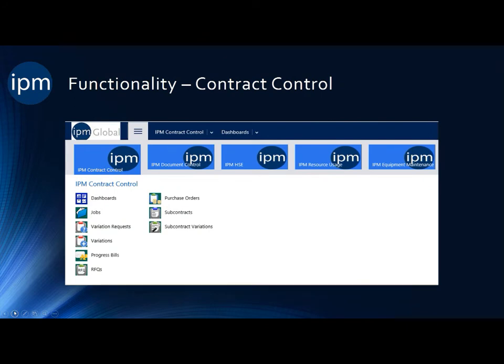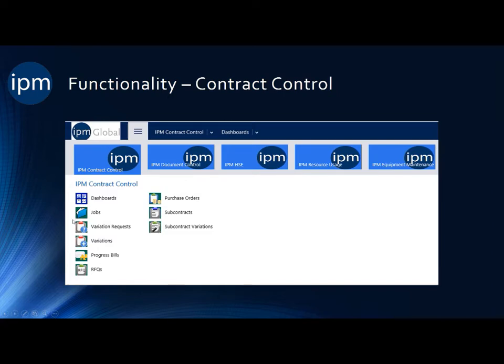So the core of the product is the contract control area. Now we don't actually have modules in IPM. All of the components come as part of the one license fee. You can get a limited license which excludes functionality in this particular area as far as variations and progress bills and purchase orders, etc. But generally the normal licensing covers all aspects of the software.